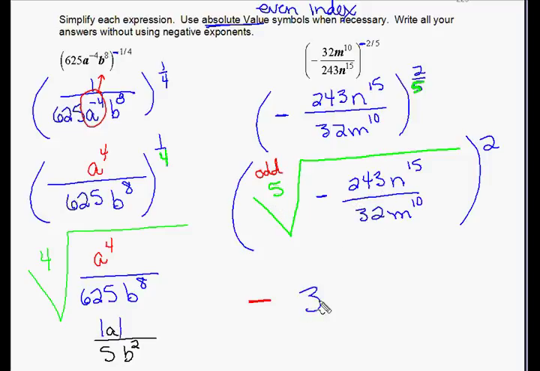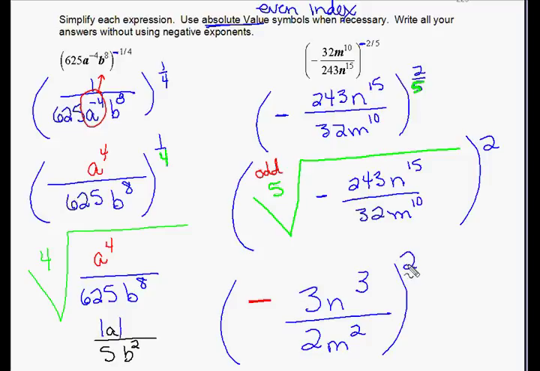243 happens to be the number 3 multiplied by itself 5 times. N to the 15th, well, there would be 3 sets of 5 n's. And we're dividing by 2 times m to the 10th, which would be 10 m's. Taking 5 at a time would give me 2 sets of those. And all of this is still raised to the 2nd power. So if we want to continue, we want to square all of this.